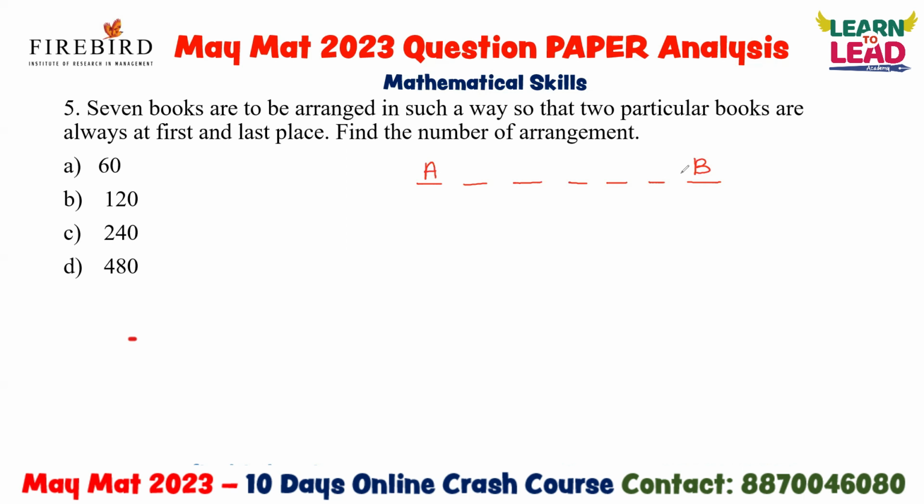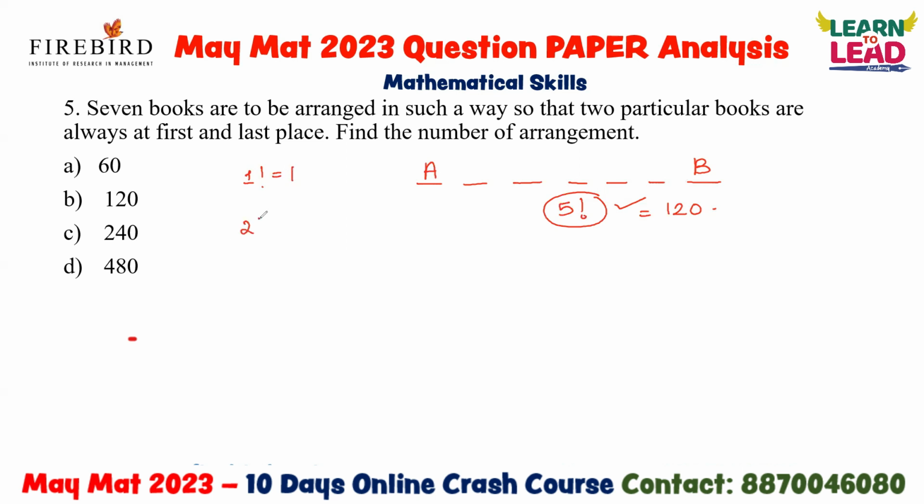Now, how many books remain? 5 books and 5 places are there, right? Remaining 5 books and 5 places. So 5 factorial is your answer. So what is the value of 5 factorial? It is 120.